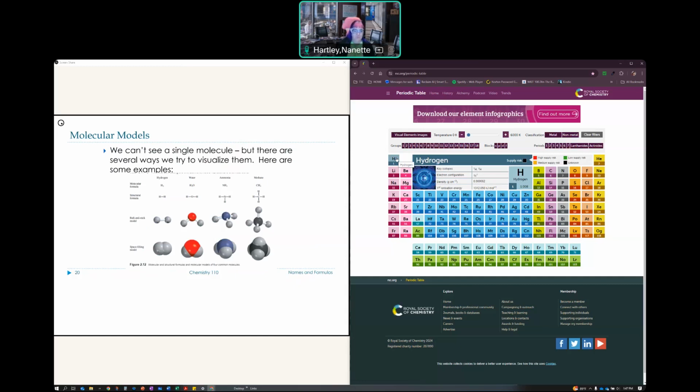Okay. We might see a structural formula, which shows me that H2 contains two hydrogens with a bond in between them. H2O contains a hydrogen bound to an oxygen bound to another hydrogen. So it shows me the order in which they're bound. It shows me the geometry in which they're bound. So I can see what's bound to what. So NH3, I can see that nitrogen is bound to all three hydrogens. CH4, I can see that the carbon is bound to all four hydrogens.